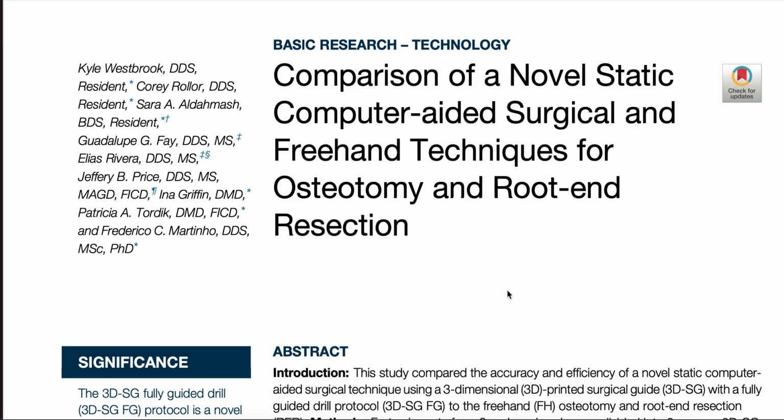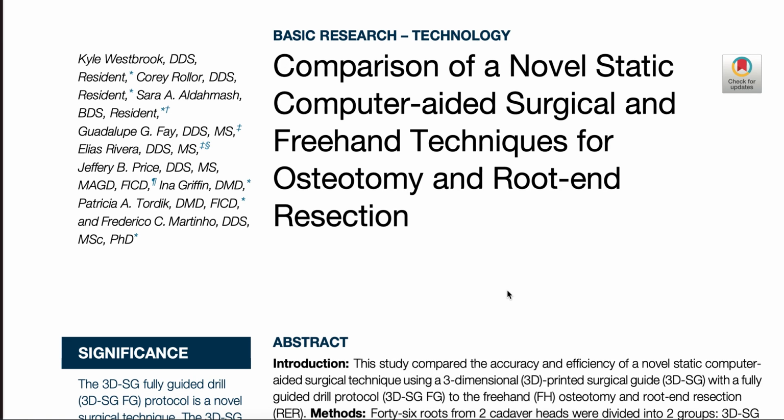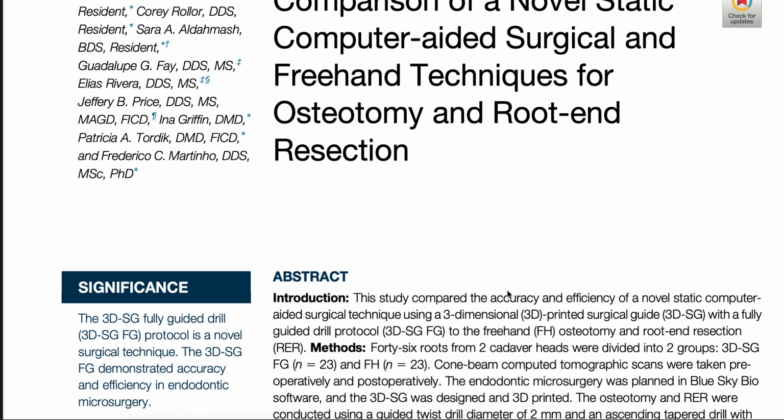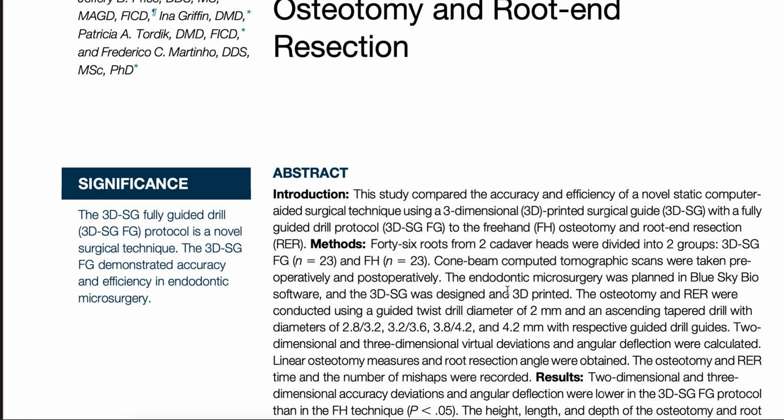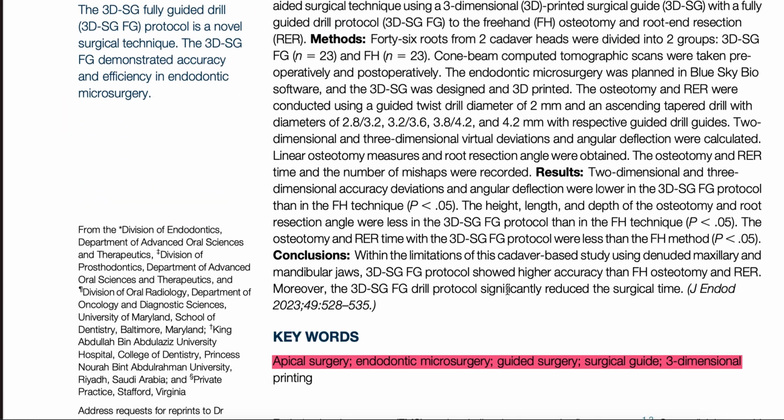Novel static computer-aided surgical and freehand techniques for osteotomy and root end resection. A cadaver study led by Federico Martino, who is an endodontist at the University of Maryland.